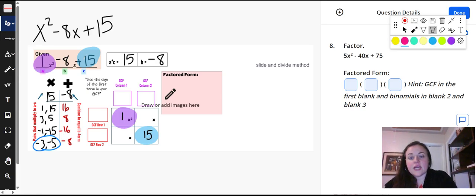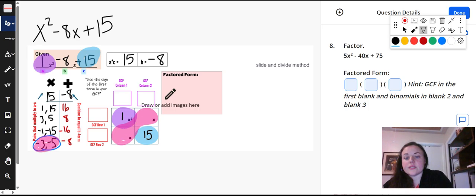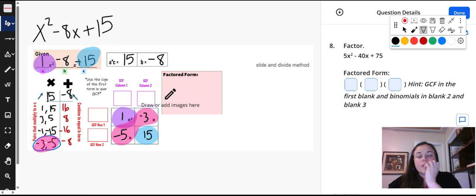And then the diagonal, which is here, comes from the 2 numbers you found. So we're going to say negative 3x and negative 5x. It doesn't matter the order. Okay, so far so good. Let me just see if there's any questions in the chat.